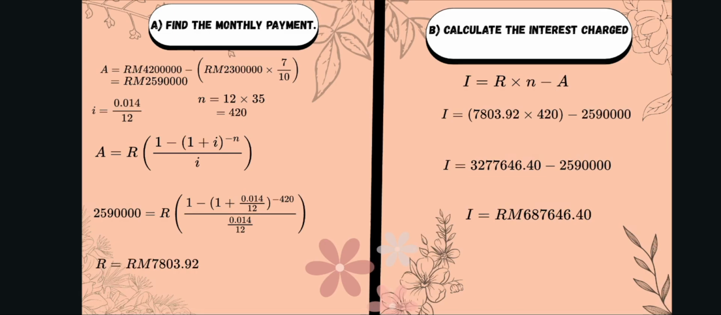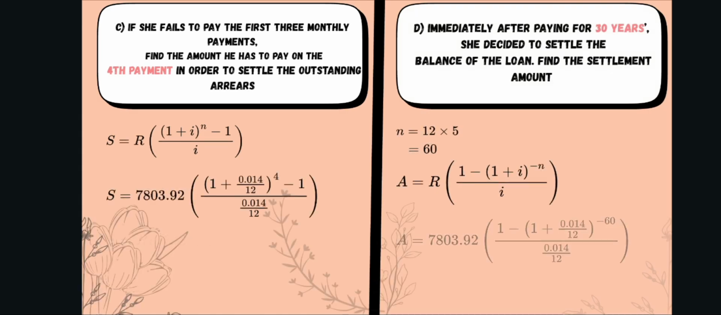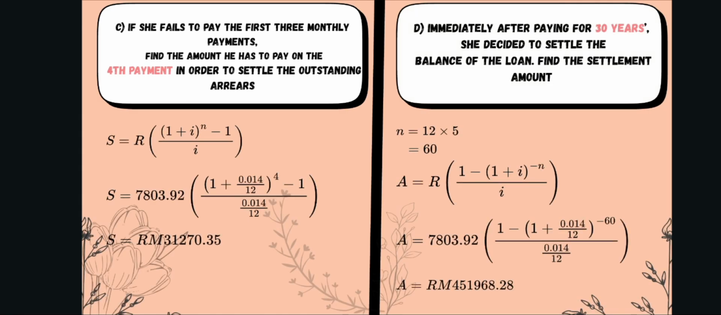B, calculate the interest charge. So we're going to use the formula I equals R times n minus A. We fill the formula with the numbers that we have calculated just now, which is I equals (7,803.92 times 420) minus 2,590,000. So we find that the interest charge equals RM687,646.40.